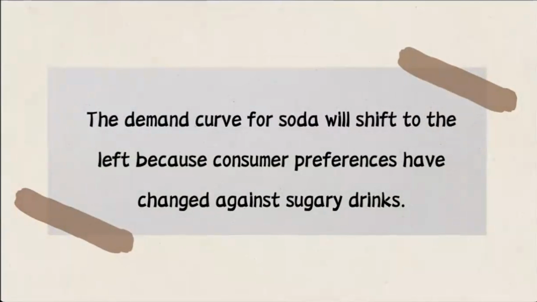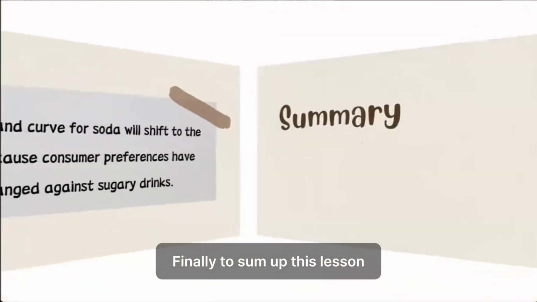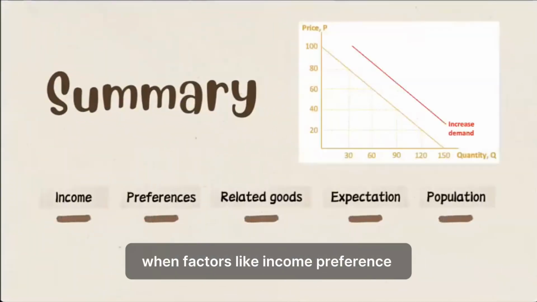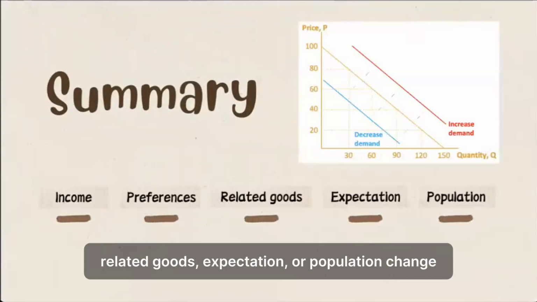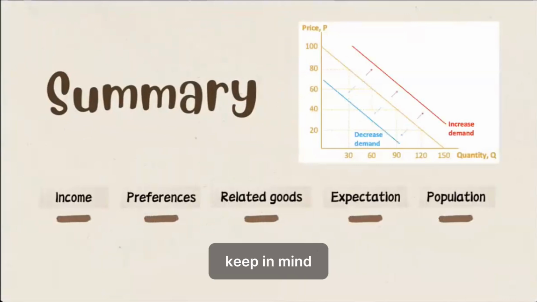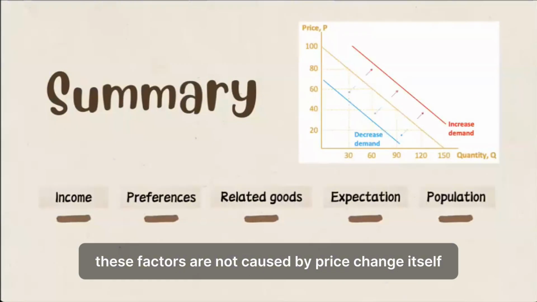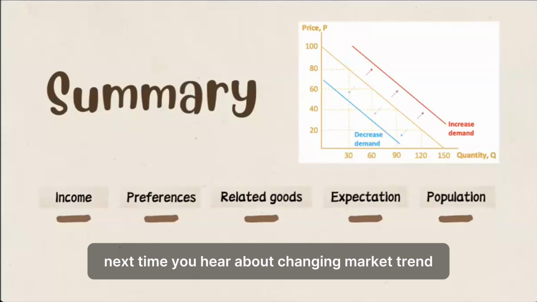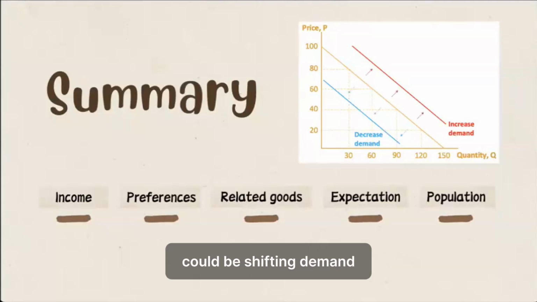Finally, to sum up this lesson, the demand curve shifts when factors like income, preference, related goods, expectations, or population change. Keep in mind, these factors are not caused by price change itself, but are external factors that influence consumer behavior. Next time you hear about changing market trends, think about how these factors could be shifting demand.